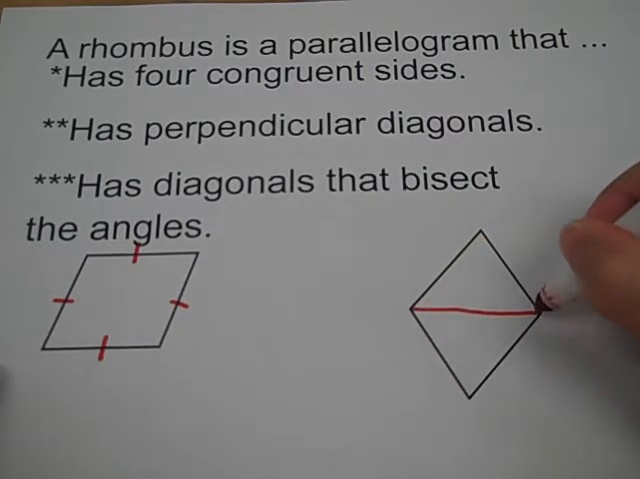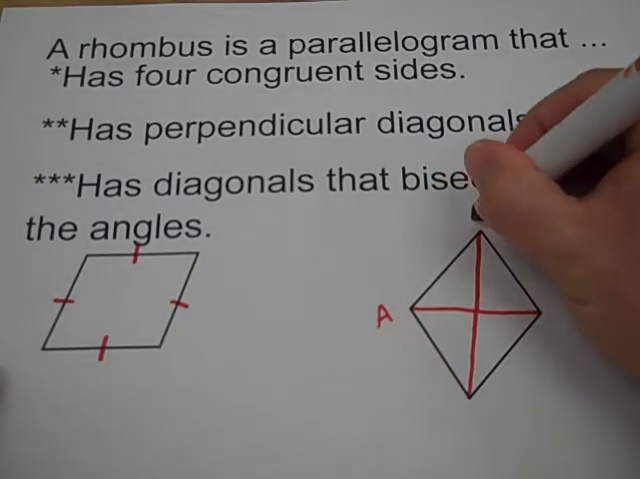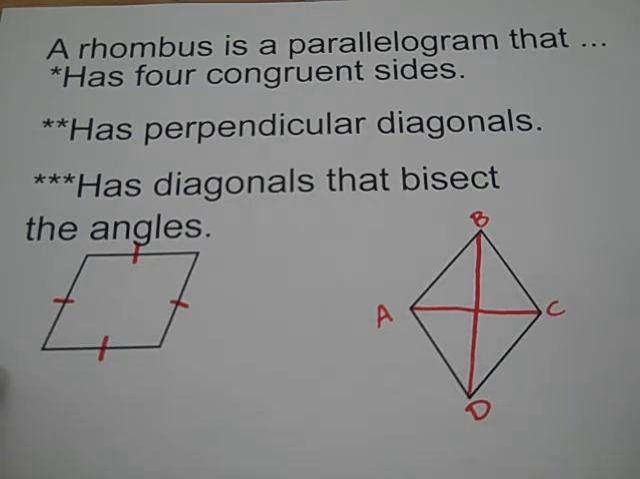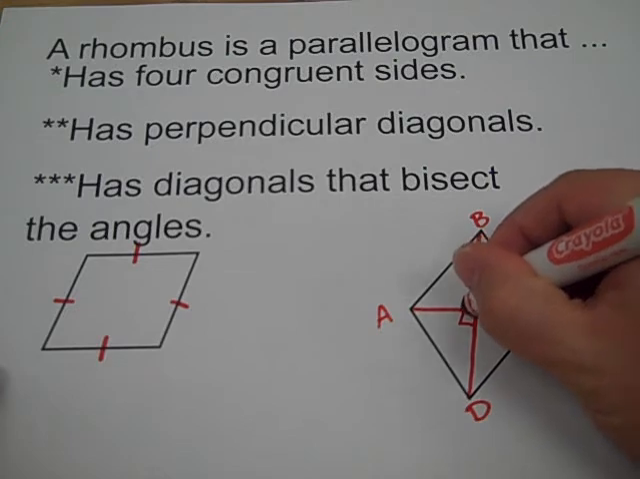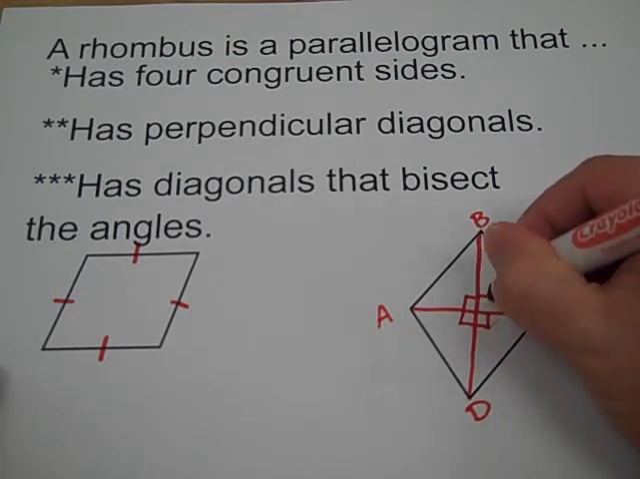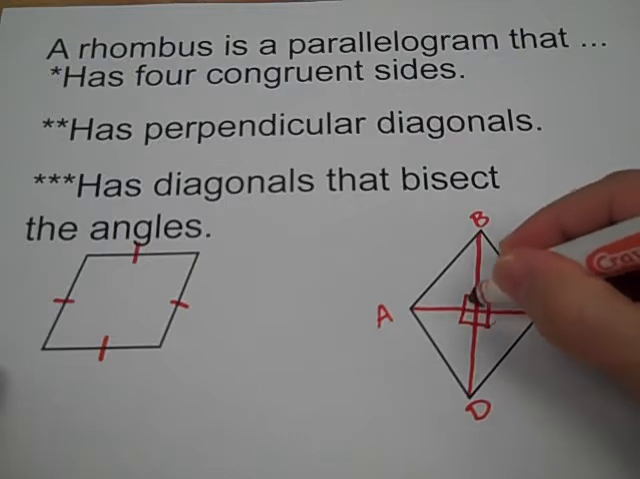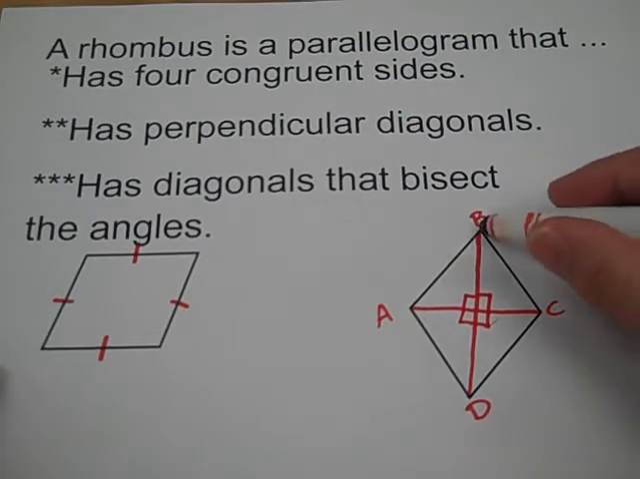So if I draw these diagonals here, and I name this rhombus A, B, C, D, the angles that formed in the middle are right angles because these 2 diagonals are perpendicular to each other. So I have 4 90-degree angles there. The other thing that's true is that the diagonals bisect the angles of the rhombus.